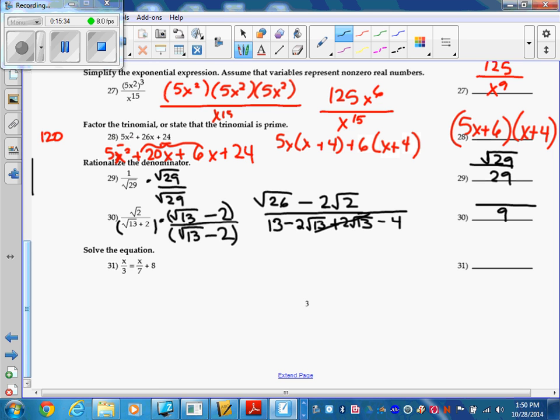These are not like terms, and 26 doesn't have a factor that you can pull out of the radical, so we'll leave that as it is. And you have 2 radicals on the top, which is perfectly okay. Shouldn't be a problem for you to have 2 radicals on the top.